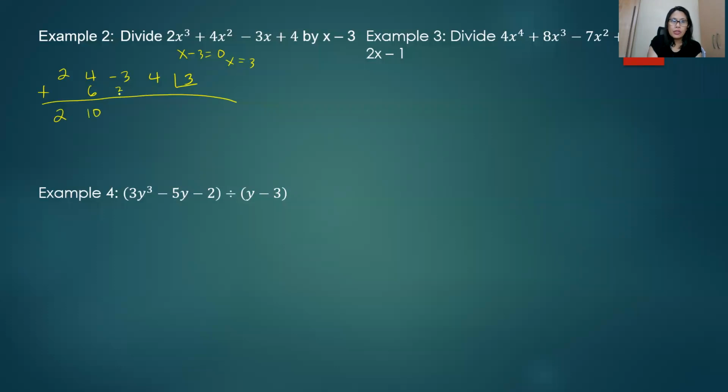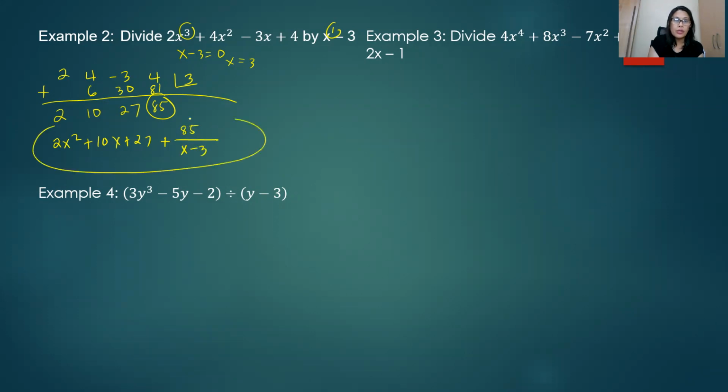Times 3, so this is 30, then plus negative 3, this is 27, so 27 times 3 is 81, and then this is 85, so this is the remainder. So again, the answer will be 3 minus 1 here, so it's degree 2, so this is 2x squared plus 10x plus 27. We separate the remainder by a plus sign. This is 85 all over x minus 3. So this is our answer.